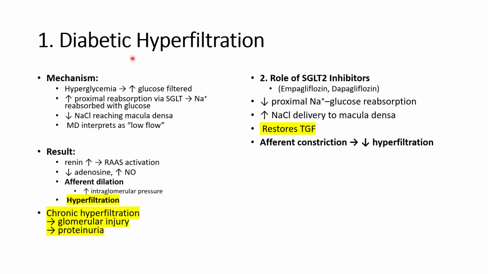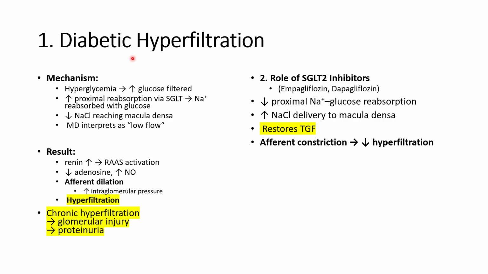So basically, what happens in diabetes, as I said, is that glucose is freely filtered from the glomerulus into the Bowman space. If in diabetes the blood level of glucose is in a high range, the amount of glucose reaching the PCT will also be high.